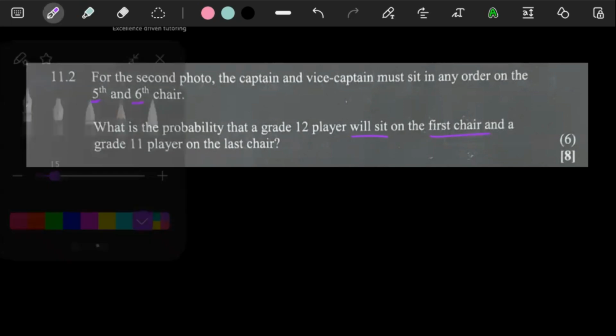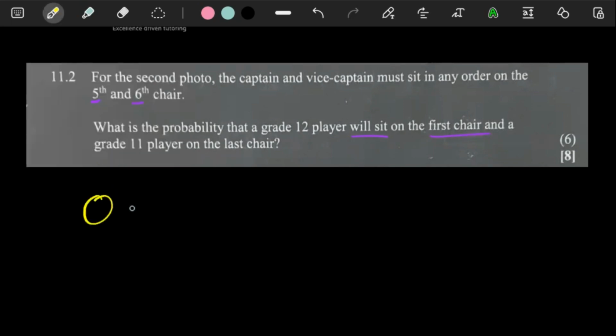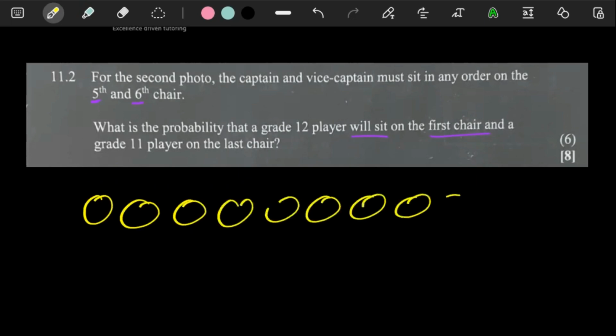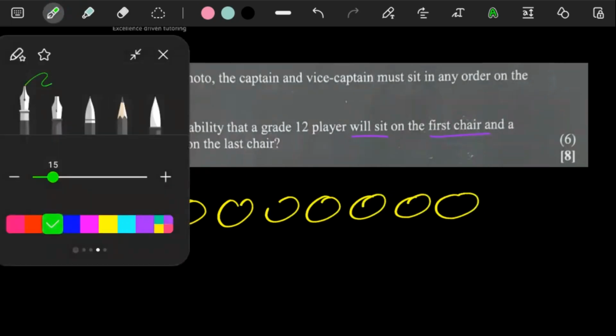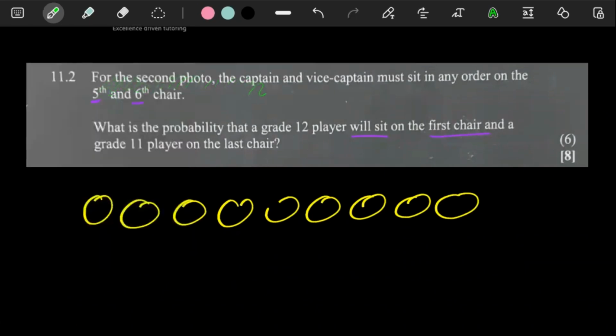So in this situation, you have to remember that there are also 9 slots: 1, 2, 3, 4, 5, 6, 7, 8, 9. So the big idea here is what we do know: they said for the second photo, the captain and vice captain must sit in any order on the 5th or 6th chair. So these guys have to be here. Let's sort those out first. In this seat, there's 1 out of 2 people that can sit there, either the vice captain or the captain. And then in this seat, there's 1 out of 2. If one person sits here, only one person can then sit over here.